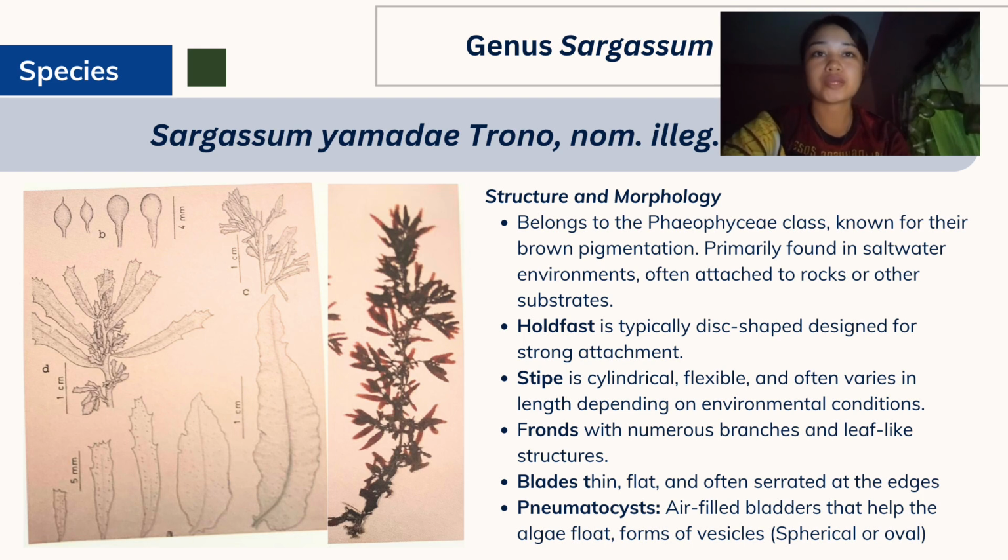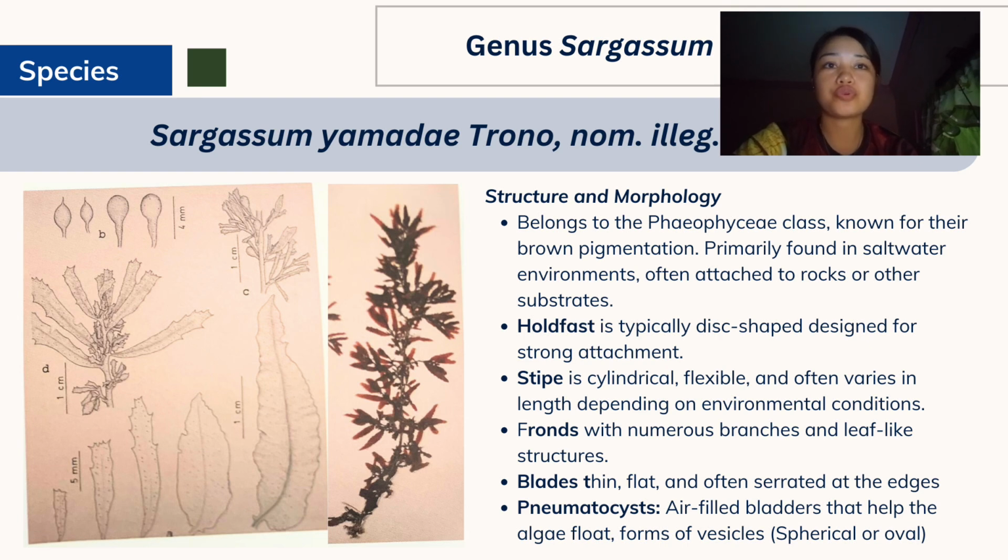Next is the Sargassum yamadae. So this species belongs to the Phaeophyceae class under the family Sargassinaceae, and known for their brown pigmentation, and it is primarily found in saltwater environments and often attached to rocks or other substrates. And its holdfast is typically disc-shaped, designed for strong attachment, and this type is cylindrical, flexible, and often varies in length depending on the environmental conditions. Its blades are thin, flat, and often serrated at the edges, and also they have pneumatocysts and air-filled bladders that help the algae float, in a form of vesicles, and they are spherical or oval in shape also.